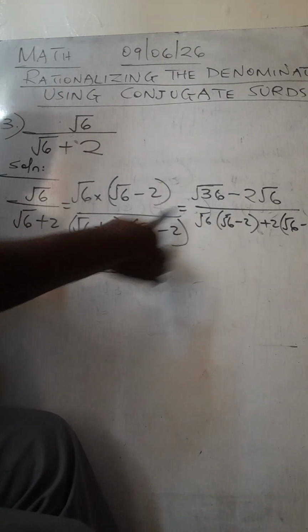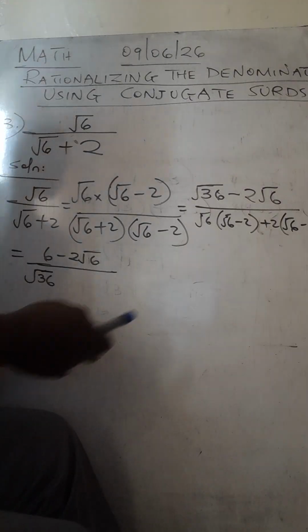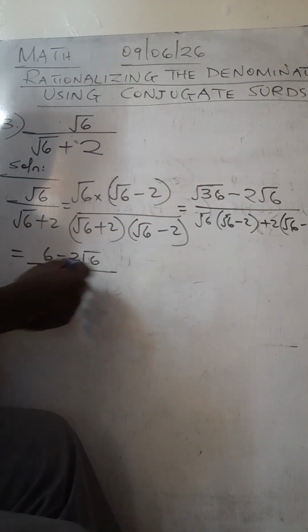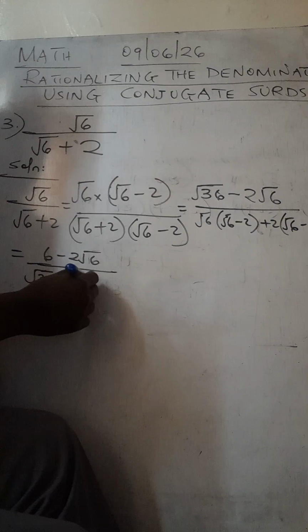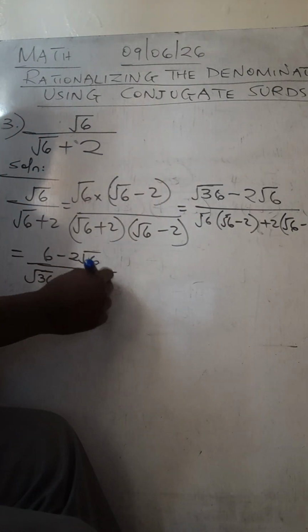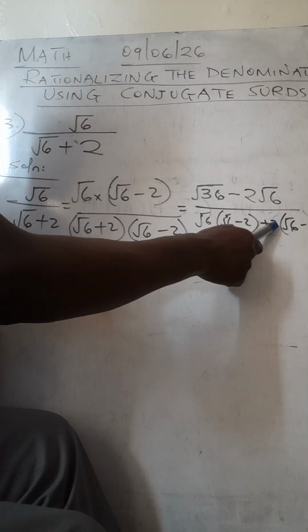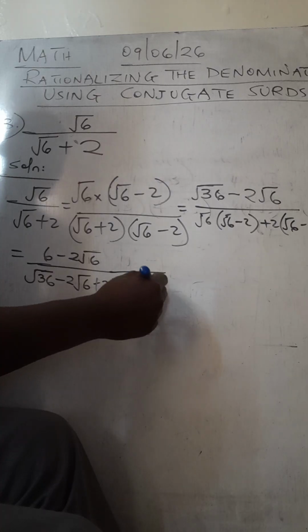Root 6 times root 6 is square root of 36. Root 6 times negative 2 is negative 2 root 6. Positive 2 times root 6 is positive 2 root 6. Positive 2 times negative 2 is negative 4.